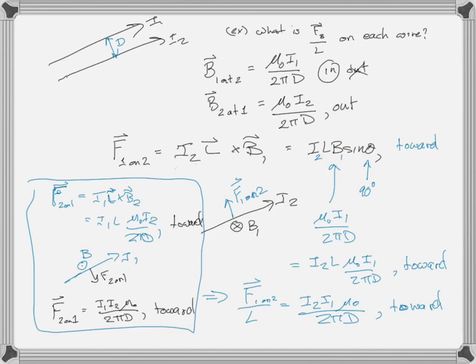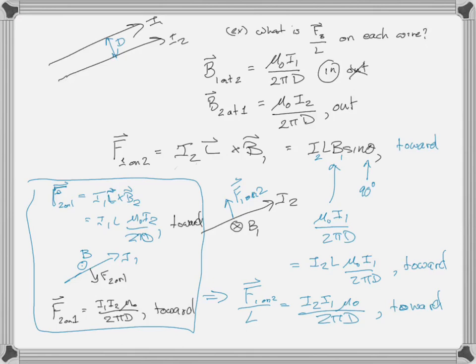So you see that the two forces have the same magnitude and opposite direction, right? Toward for one is the opposite direction, toward for the other. So same force, same magnitude, opposite direction, as they should be, Newton's third law, or the force between two things. It's mu 0, I1, I2 over 2 pi times the separation between them. Done.